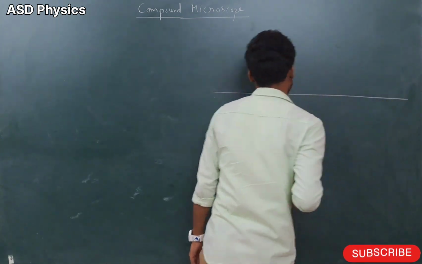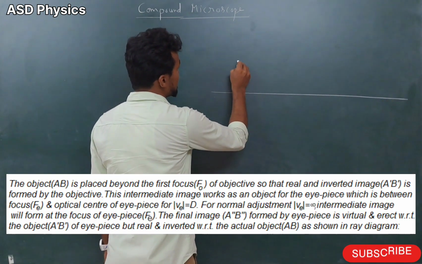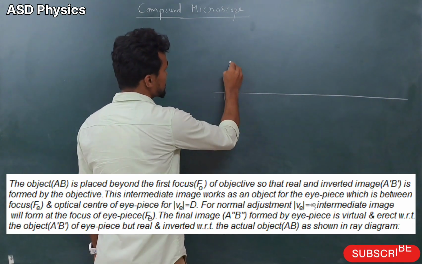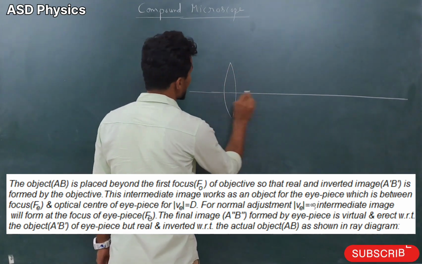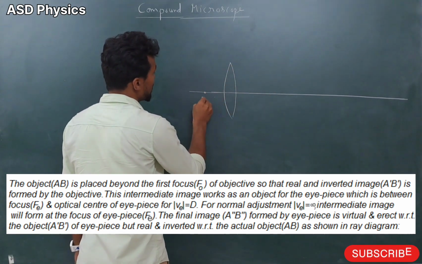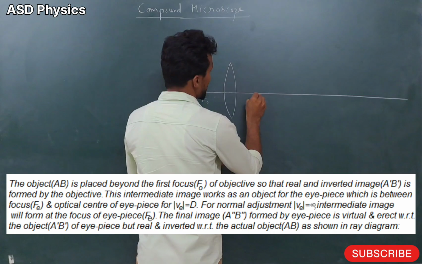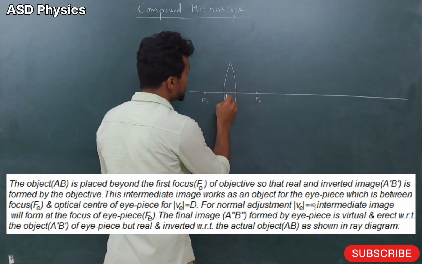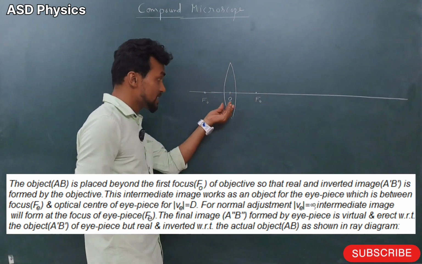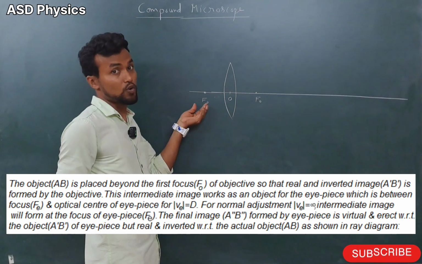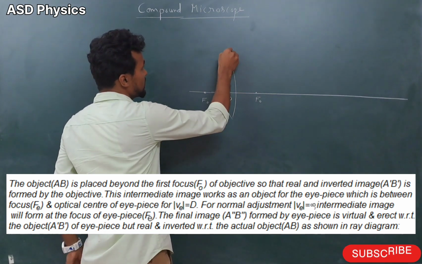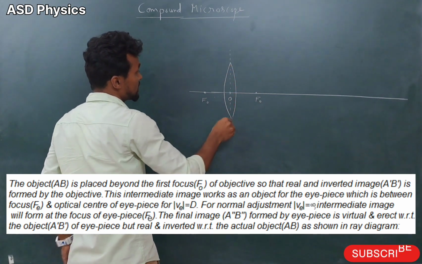Here I have taken one lens. This is the lens here. This is called the object. This is the focal length of the objective, and here also. Focal length means the distance from the optical center to the focus. Here I will draw one vertical axis. This lens is called what?